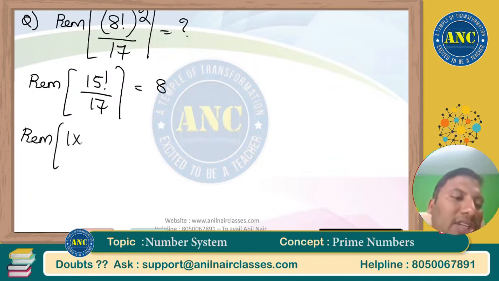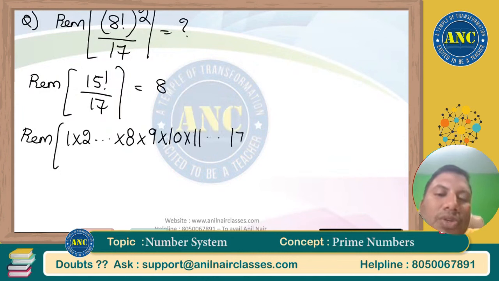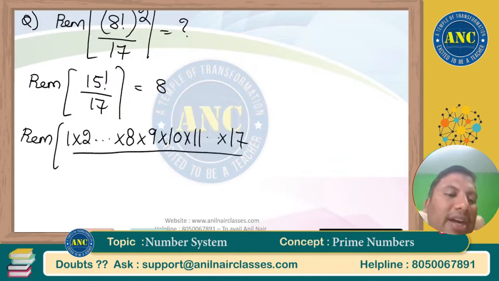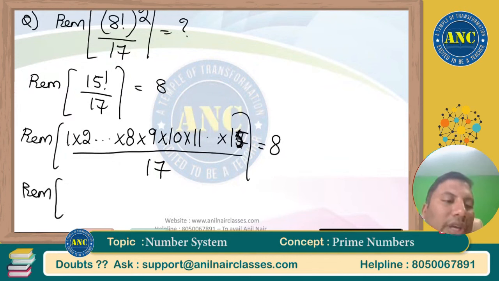15 factorial is 1 into 2 into and so on up to 8, 9, 10, 11 and so on up to 15, divided by 17. The remainder of 1 to 8 is 8 factorial. I hope it is clear.